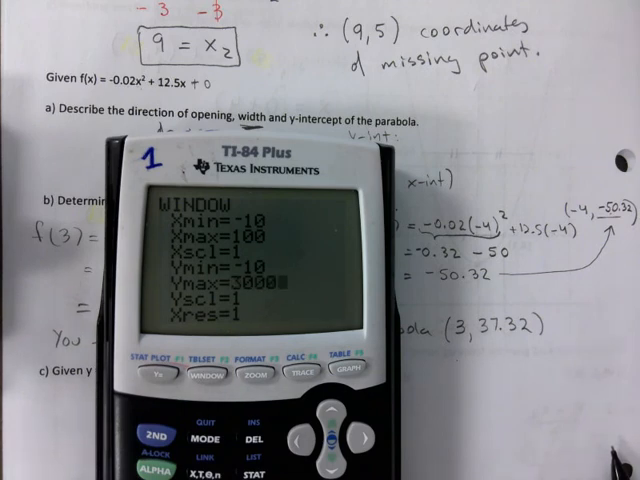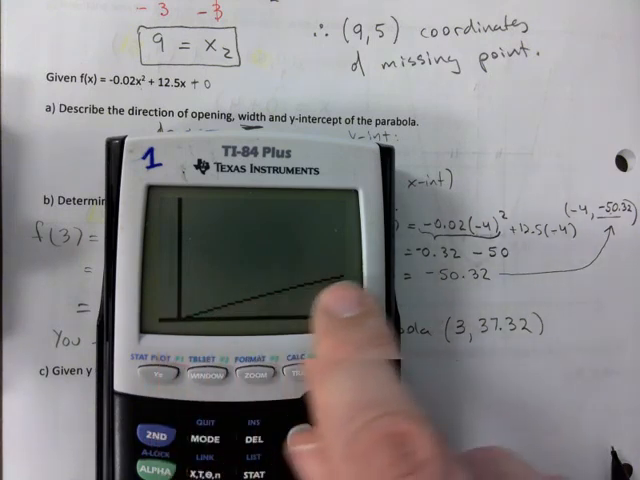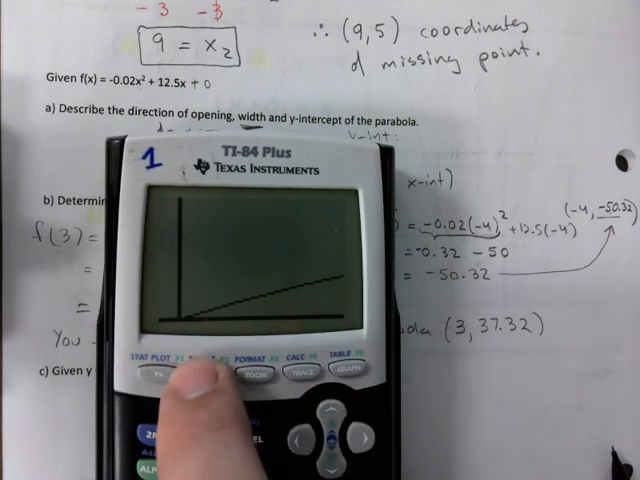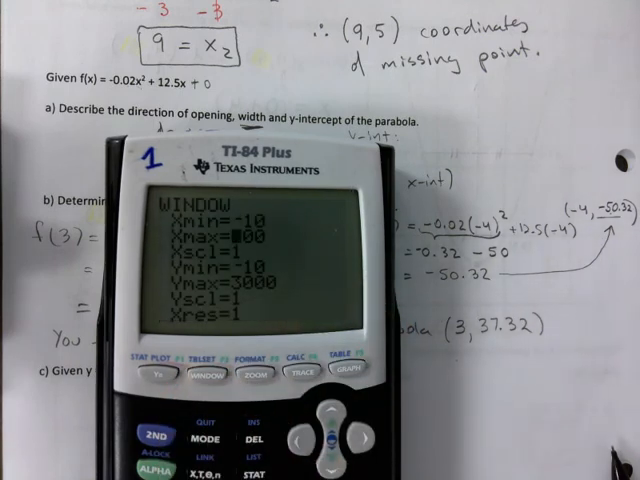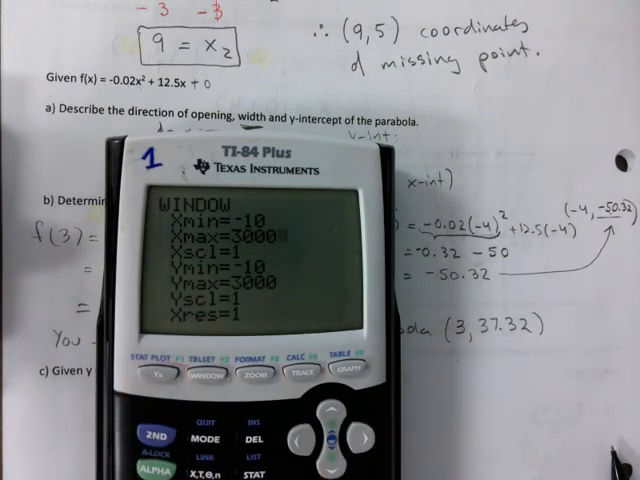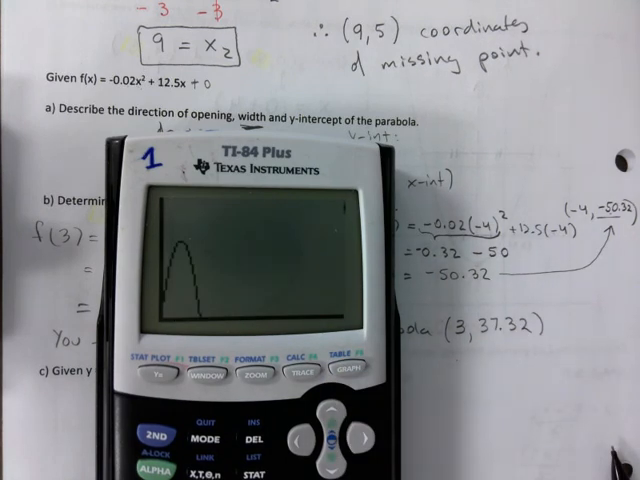You know what? I'm going to go big or go home. 3,000. And now I overdid it, right? But it doesn't matter. You're seeing the curve. So what do I need to increase now? X max. I'm probably going to match it. I'm just going to increase my X max until I start seeing the whole thing. You always have to hit graph, and there now I see the whole thing.